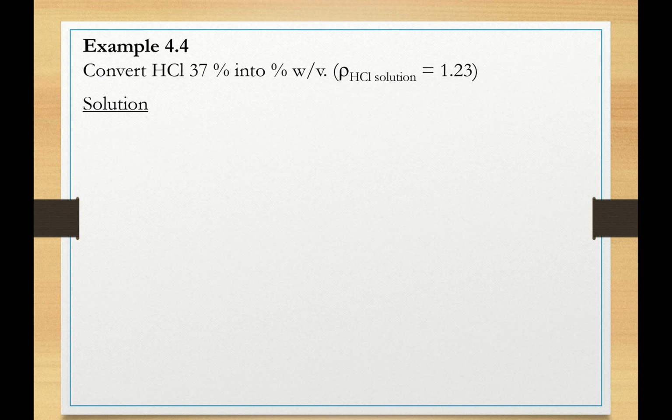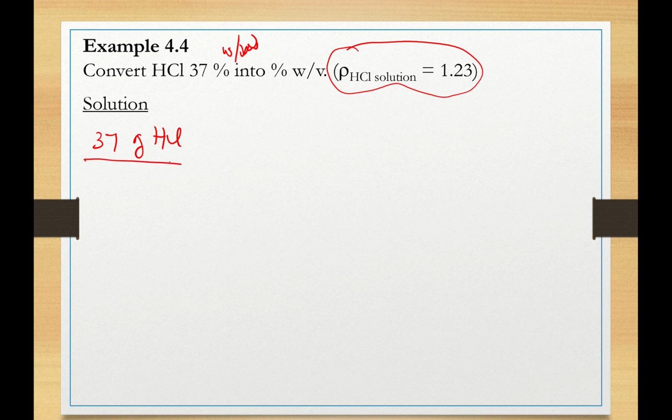Example 4.4, we need to convert HCl 37%, so this is a strong acid and is given as weight per weight. And we need to convert weight per weight into weight per volume, and now here we're given the specific gravity of the solution. So be very careful here. It's not for the solute, it's not for the HCl, it's for the solution. So you have to apply it to the denominator. So let's start by writing the concentration. 37% weight per weight, it's 37 grams of HCl over 100 grams of solution.